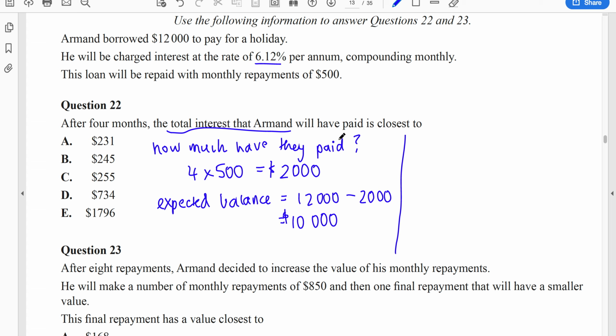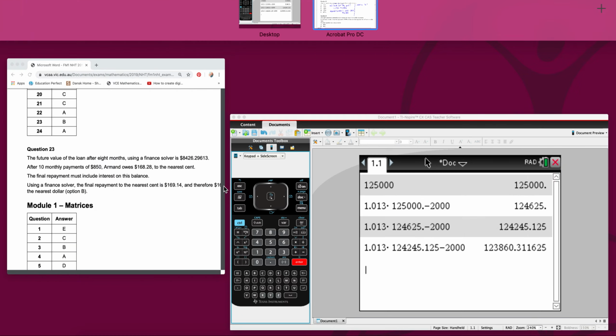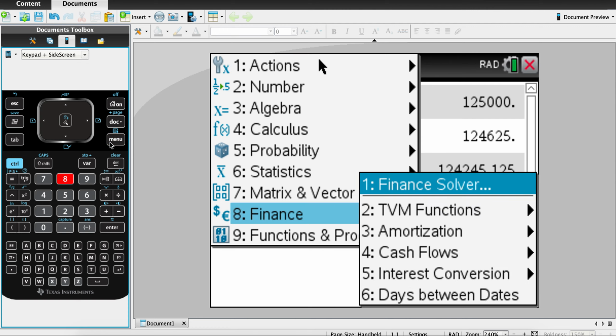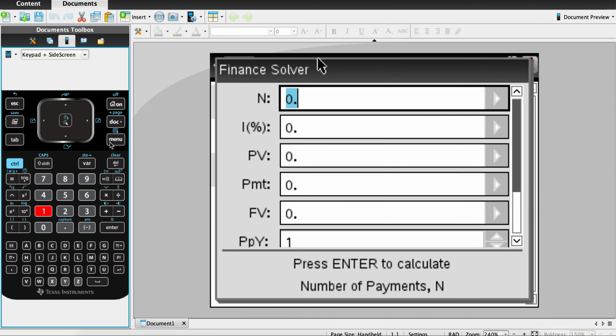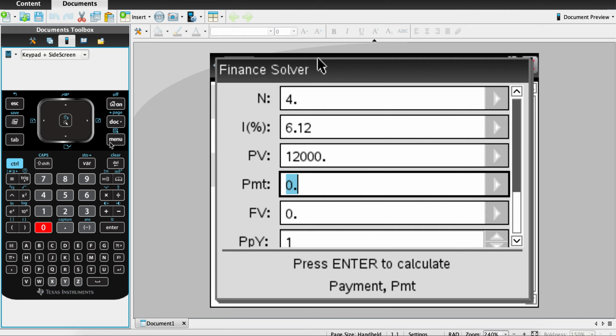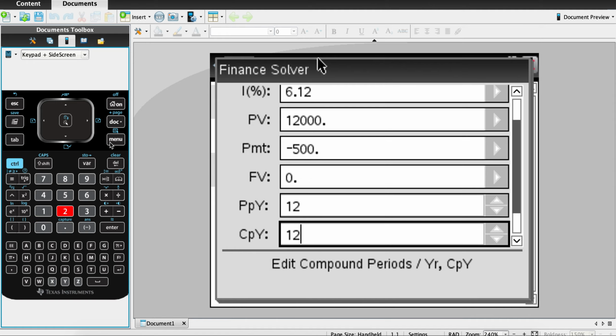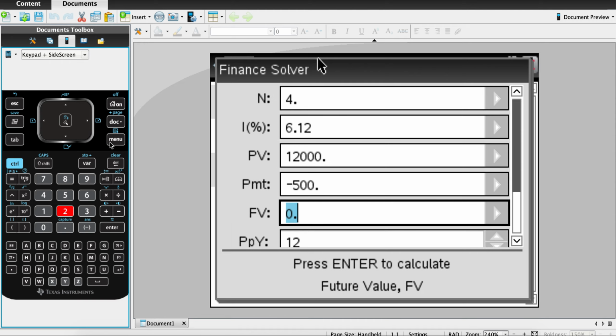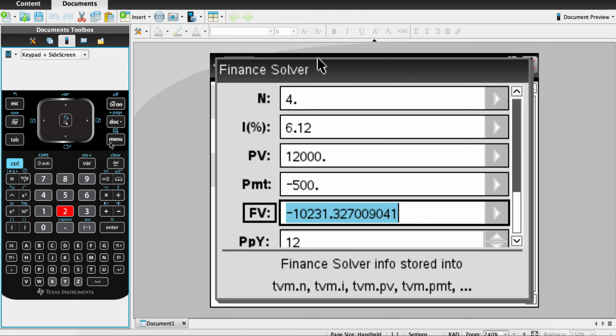So now let's look at the balance, the actual amount that he owes. This is what we expect, the 10,000. But if we go to our solver, what is it actually? N is 4 payments, the rate is 6.12%, PV was positive 12,000, that's what was borrowed. Payment was negative 500 because it's going to the bank, and the payments per year is 12, so monthly. Then we go to FV, and we get 10,231.